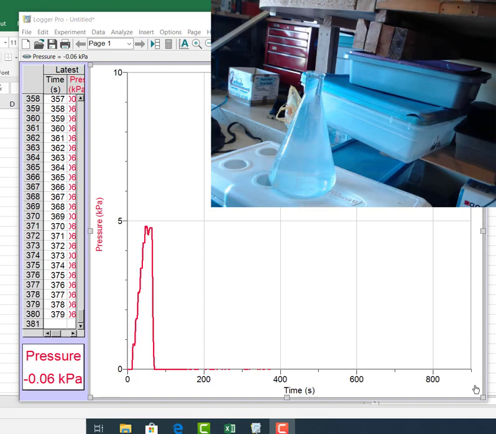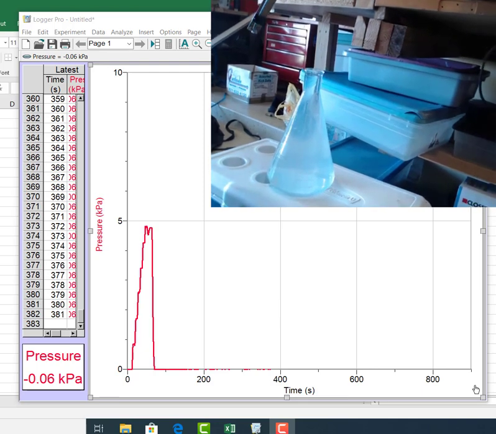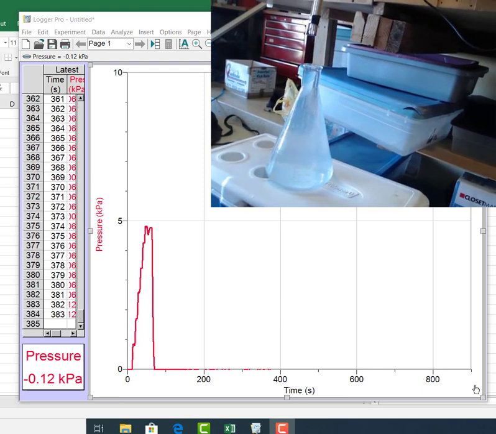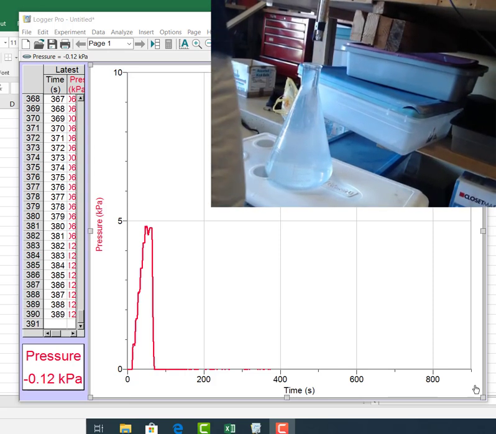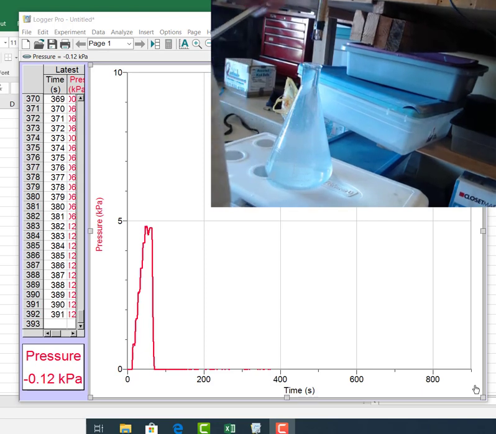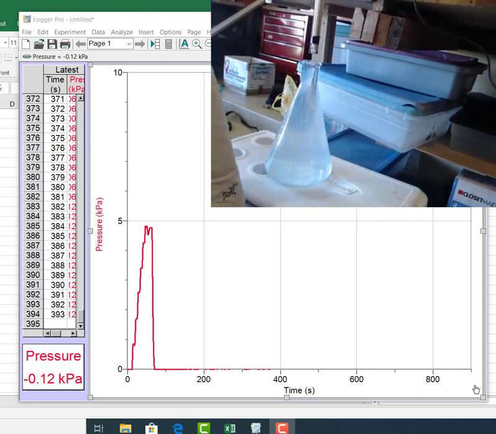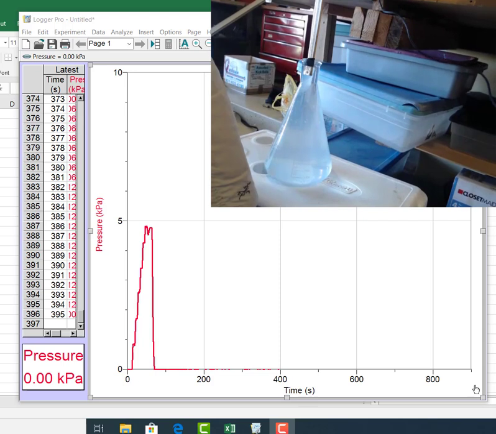Okay, I'm going to repeat exactly what I did last time. I'm going to be dipping this in here. You're going to look at the pressure as a function of depth. So right now we're at a depth of 0. The pressure should be close to 0. It's something a little negative, but that's okay. Very close to 0. We go down 10 centimeters.